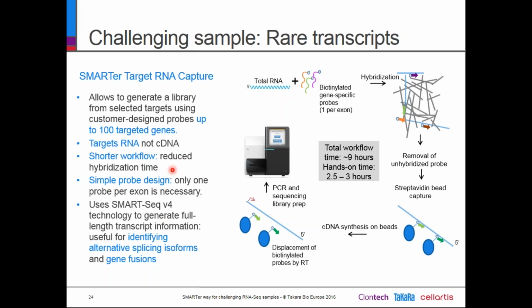Since we are targeting RNA and not cDNA, this has many advantages. So the workflow is shorter. The hybridization is very fast. It's like less than 1 to 3 hours. And also the probe design is very easy. You will only need to design one probe per exon to do this.